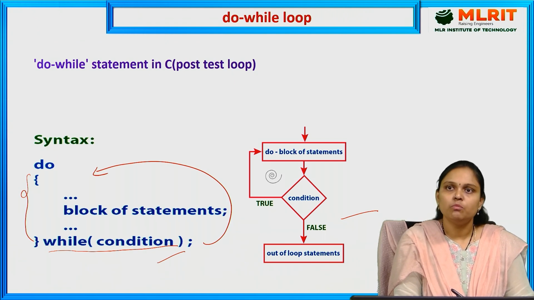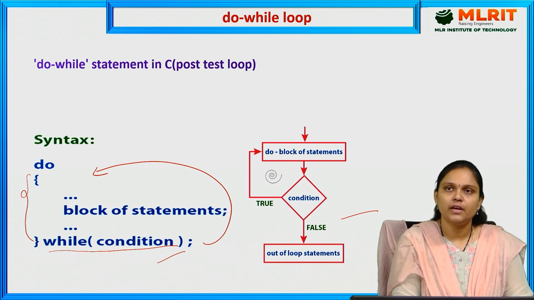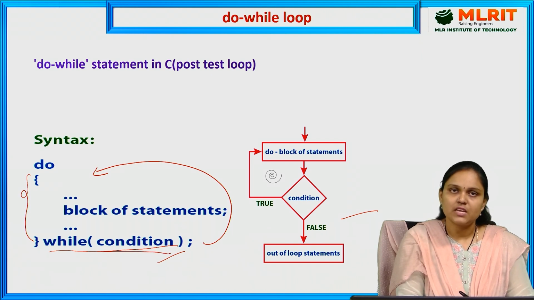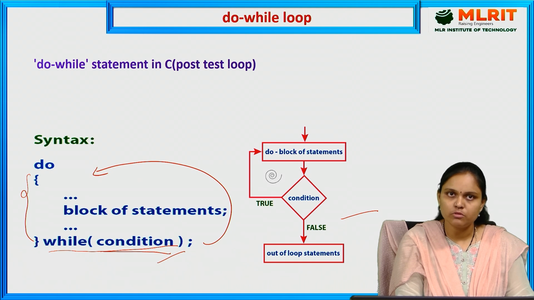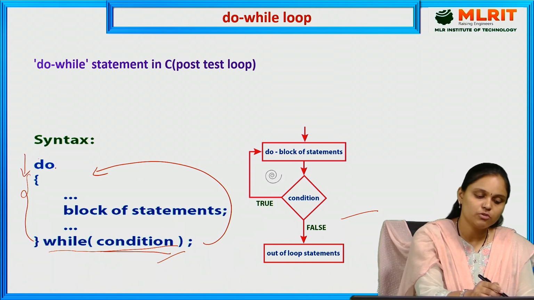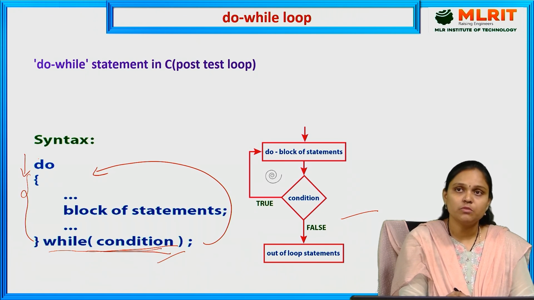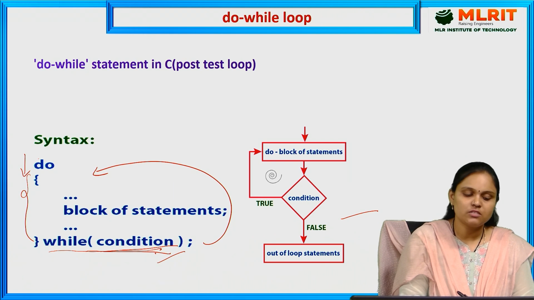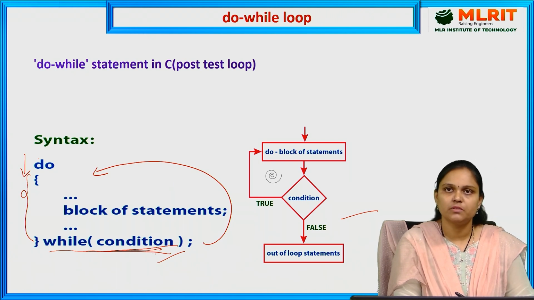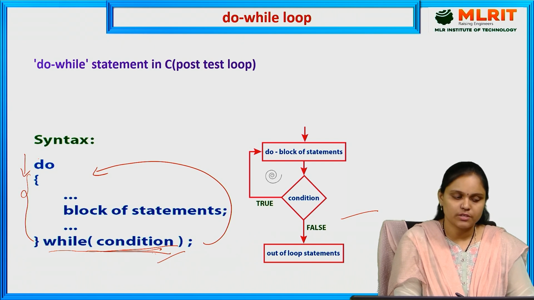And here, one more important difference between while and do while is that the statement block will get executed at least once, even if the condition is false. As it is a top-down approach, the do block we have given at the top will get executed first, and then we check the condition, because we have written the condition after the do block. So at least once, even if the condition is false, this group of statements will get executed.